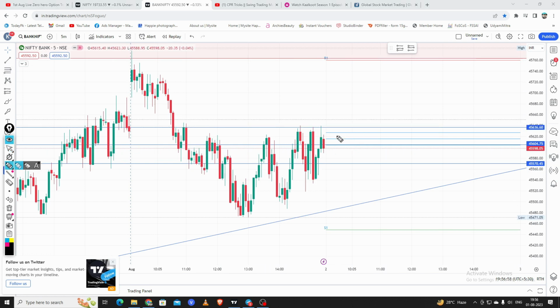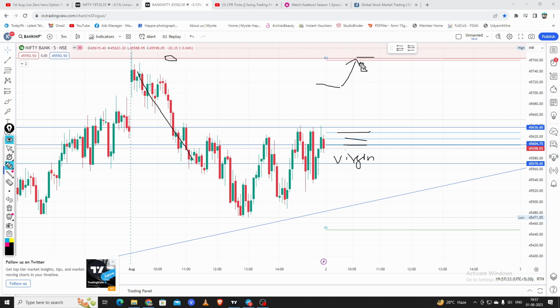So CPR is here, and these blue lines, if you observe, this is the virgin CPR. And this is tomorrow's CPR. So what happened? It came down touching this virgin CPR here, 45,765 here. This is the virgin CPR tomorrow, and tomorrow's R1 will also act like a resistance.